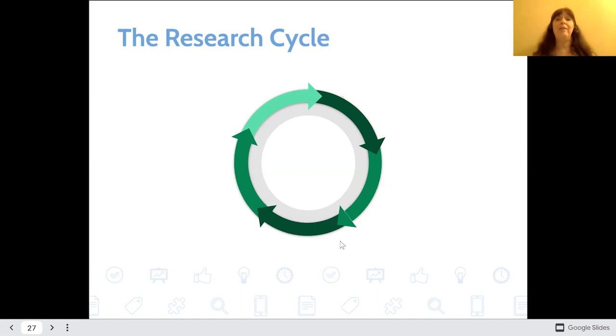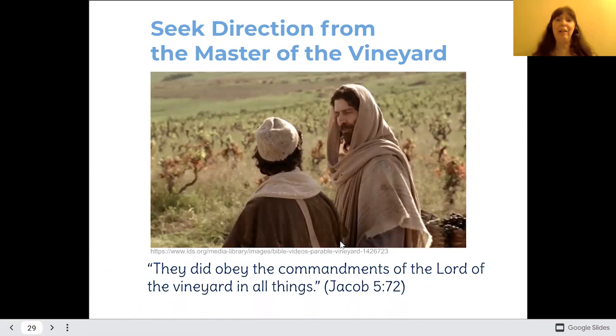So the first one, to reiterate what I just mentioned, is to seek and rely on the Spirit. And I love the allegory in the Book of Mormon in Jacob 5 that compares the world to the Lord's vineyard. This particular verse, I absolutely love, verse 72. It says of the workers in the vineyard, which is all of us, they did obey the commandments of the Lord of the vineyard in all things. How exciting is that, that we have the master of the vineyard, Jesus Christ, who is willing to guide us through his Spirit and help us know where we should focus and how we should focus and how to avoid mistakes. So we seek guidance from the Lord through his Holy Spirit to help us in our research.